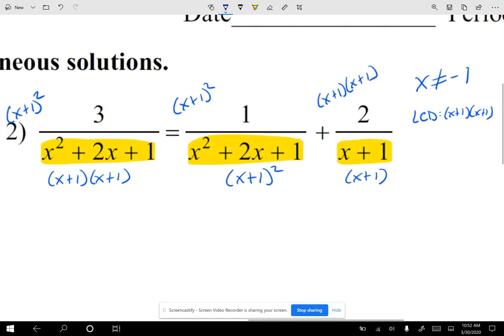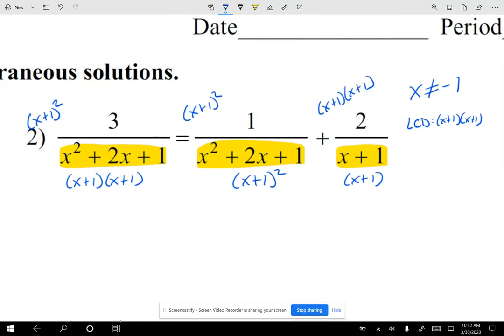All right, so on my first fraction, x plus 1 squared basically gets rid of the 2 parentheses. I have a 3 equals. On my second fraction, that cancels out, so I have 1. Now on my third fraction, only one x plus 1 cancels out. So now let me distribute the 2. So that gives me plus 2x plus 2.